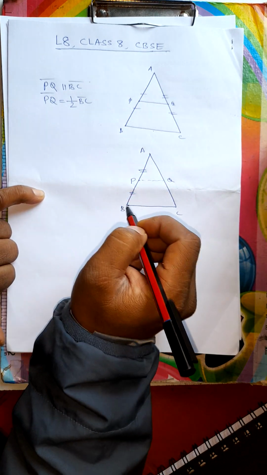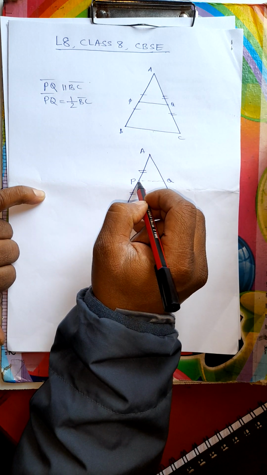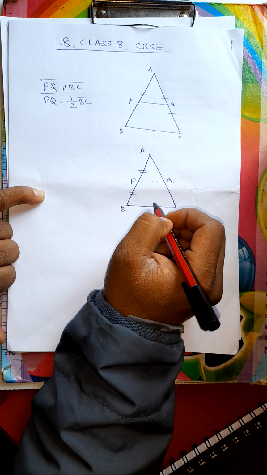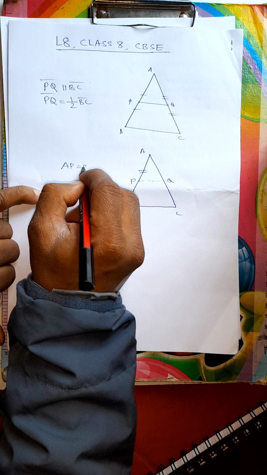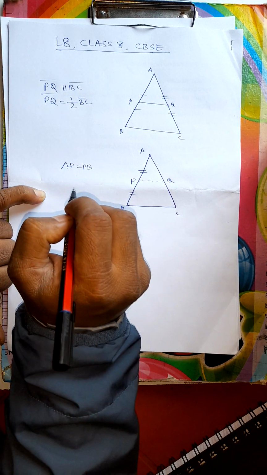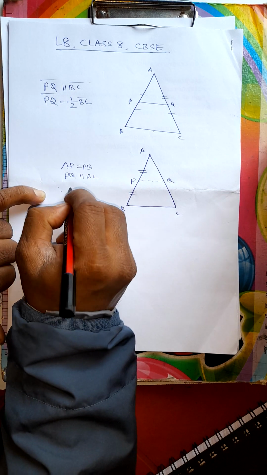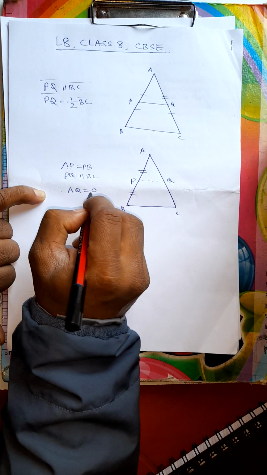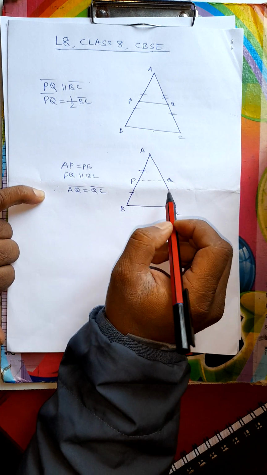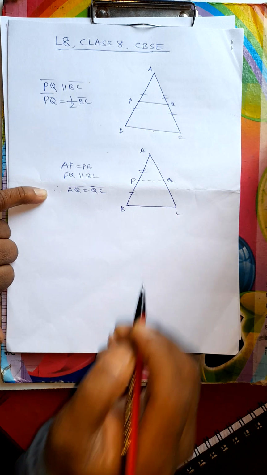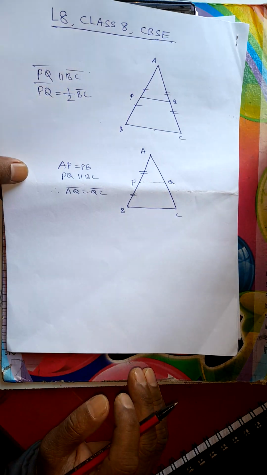And another midpoint theorem, we find that a line segment drawn through the midpoint of one side of a triangle parallel to another side bisects the third side. That means AP equal to PB and PQ parallel to BC. Therefore, AQ equal to QC. That means PQ bisects AC. Q is the midpoint of AC. Now using these theorems, we will try to prove a few sums here.